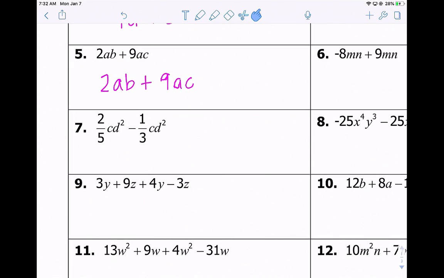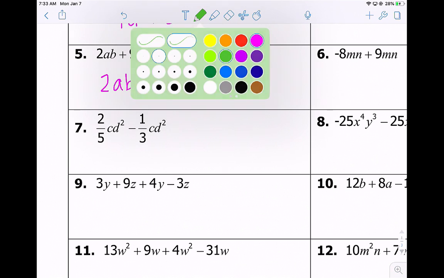All right, on number 7, we have 2/5 cd squared minus 1/3 cd squared. So those are like terms because they both have cd squared. So you probably want to use your calculator to do 2/5 minus 1/3. Otherwise, you're going to have to get a common denominator. So we'll actually do that just to practice. So this is like 6th grade math.